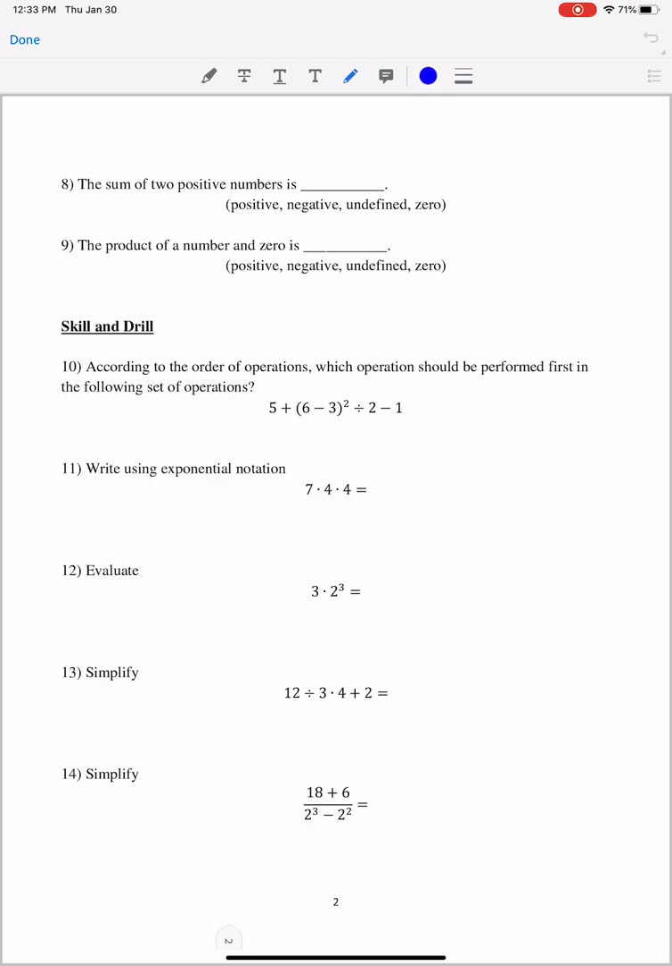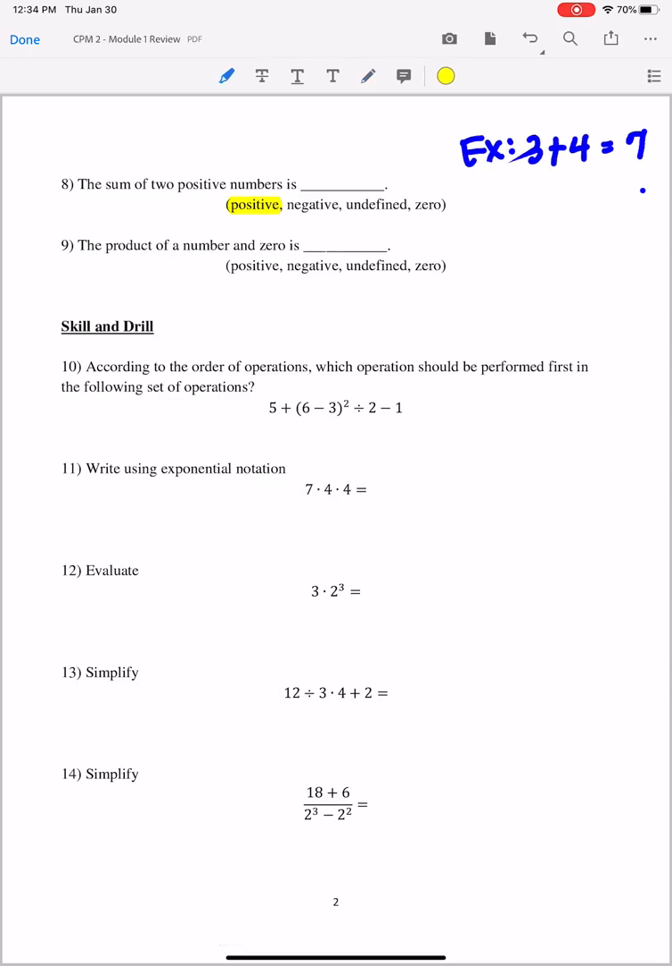The sum of two positive numbers is positive, and that's what I said on that back page: positive is always positive. So 3 plus 4 is 7. And the product of a number and 0 is 0. 0 times anything is always 0. All right, that's our vocab.